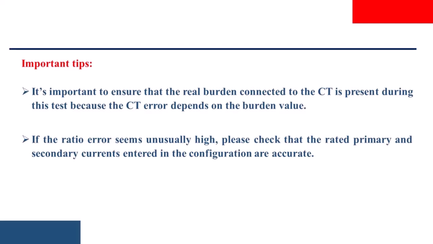2. If the ratio error seems unusually high, check that the rated primary and secondary currents entered in the configuration are accurate. Also, remember that CT errors are influenced by the current magnitude and burden. Low current and high burden, because of loose secondary connections, can lead to inaccuracies.